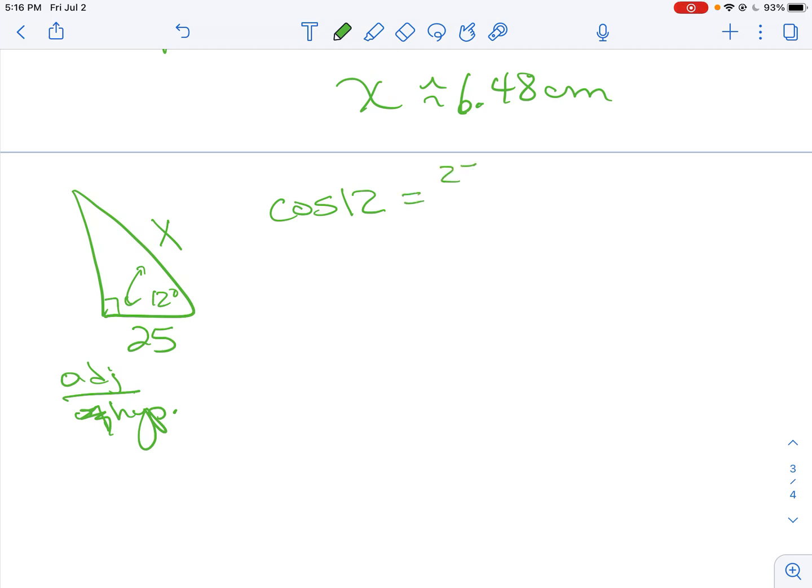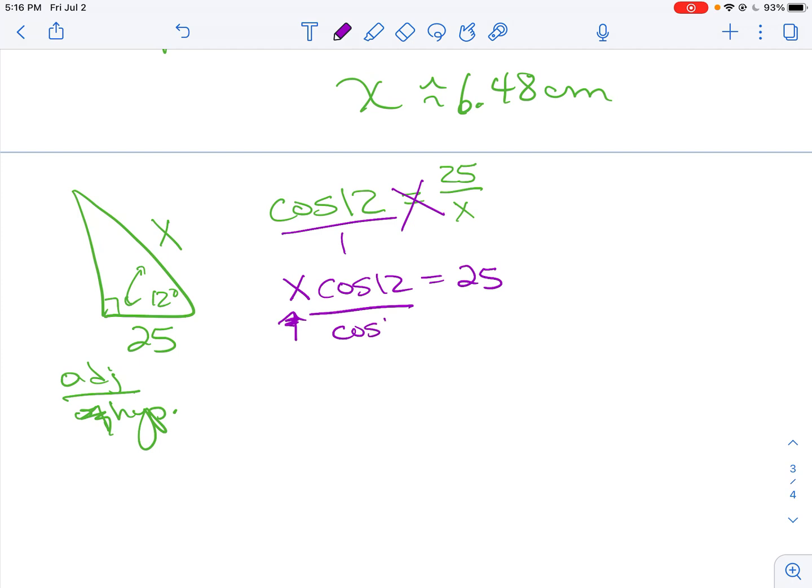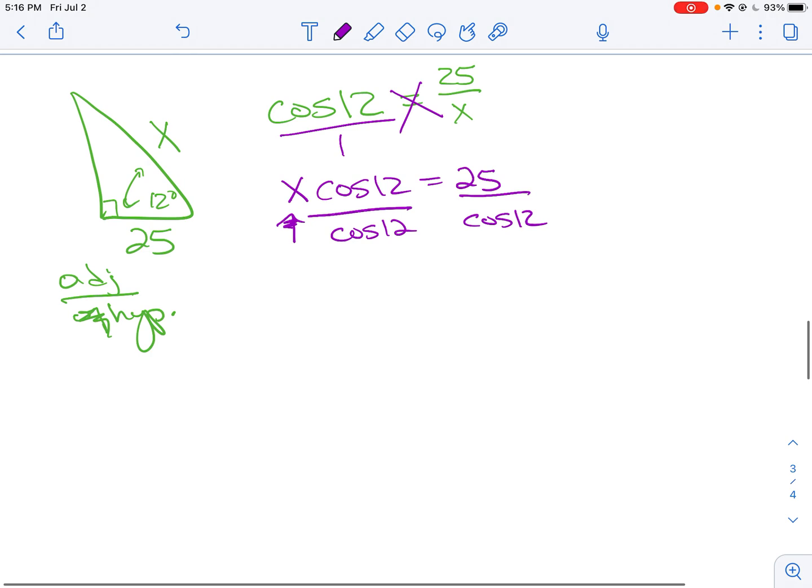Okay, so the adjacent for this is 25. The hypotenuse for this is x. Again, we have got to get that x by itself. So I write that over 1 and I do cross multiplication. I would get x cosine 12 equals 25. We need this x to be by itself, so I need to get rid of the cosine 12. Right now they're multiplied together, so I divide by the cosine 12. When I get that, I get x equals 25 over cosine 12.